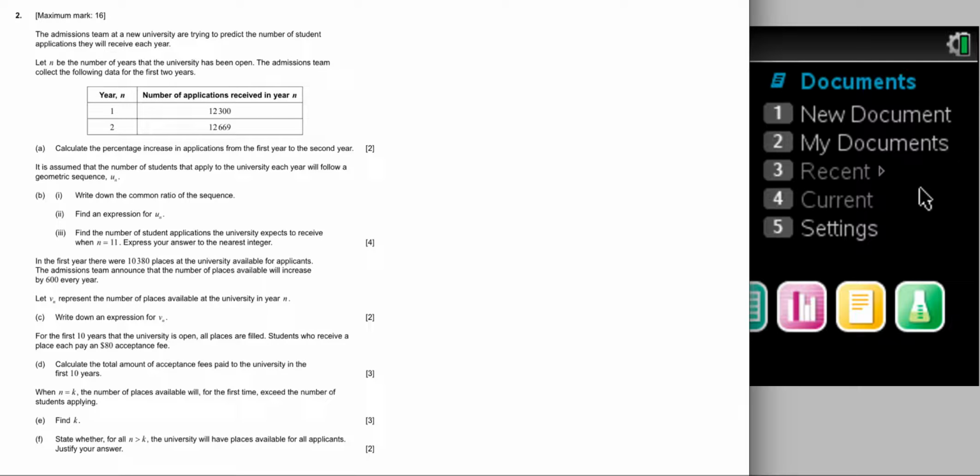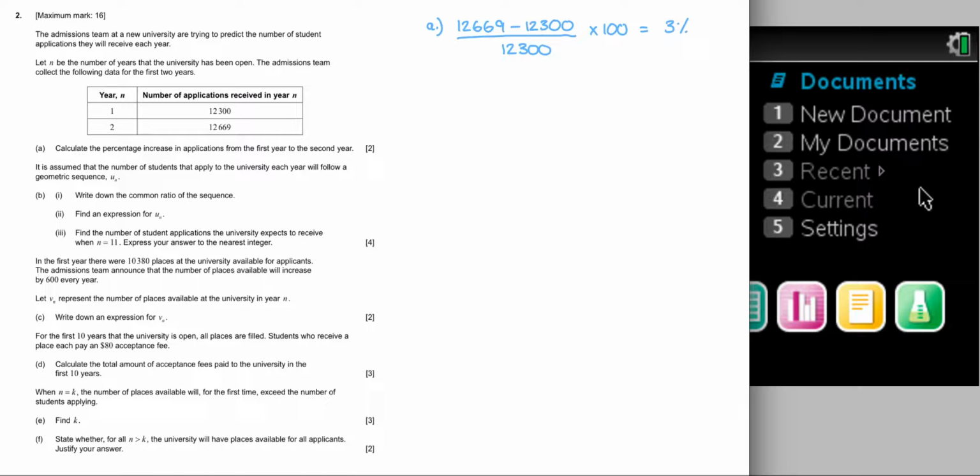So if it's the percentage increase, this is part A, then we do the new value minus the old value to find the difference between them. So 12669 minus 12300, so that finds the difference, and that's all divided by the old value or the original value. That is actually in your formula book to use as well. And if we times that by 100, that will give me a percentage. Okay, so if you do that, then you find that you get 3%. So it's a 3% increase each time.